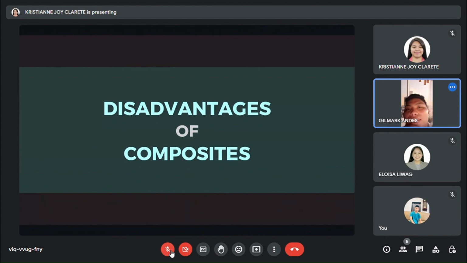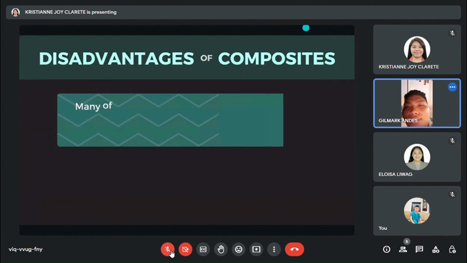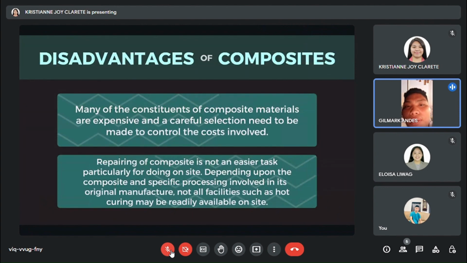Now let's talk naman about the disadvantages of composites. Many of the constituents of composite materials are expensive, and careful selection needs to be made to control the cost involved. Yun nga lang, yung downside naman ng composites ay yung ibang materials niya ay napakamahal talaga na mas mahal pa sa ibang mga materials. So, kailangan piliing mabuti yung mga materials na gagamitin mo para hindi masyadong lumaki yung gastos mo.